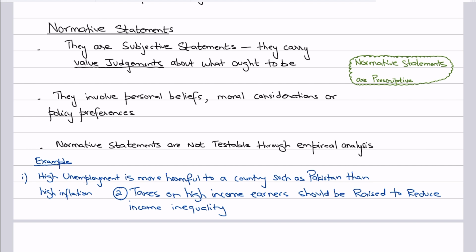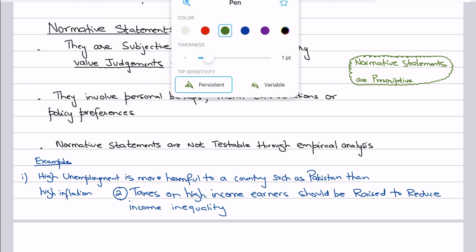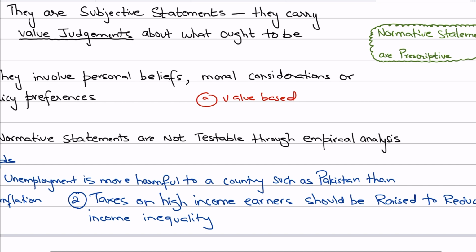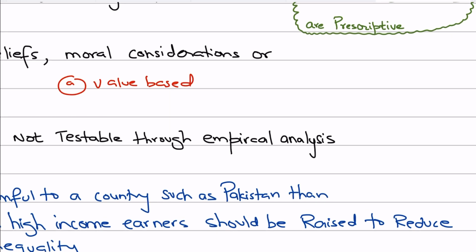And these normative statements have three key characteristics. One is that they are value based, which means when these statements are made, it involves a value judgment. So normative statements are rooted basically in the belief about what is good or bad, or maybe what is fair or unfair. That is what a normative statement is all about. And these values can differ significantly among individuals or groups, hence making that statement a subjective statement.